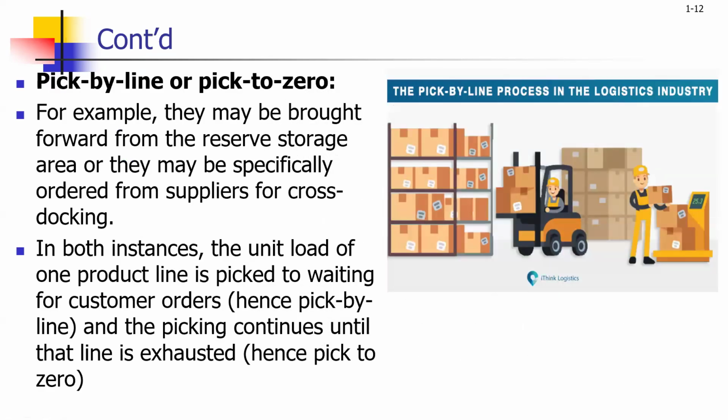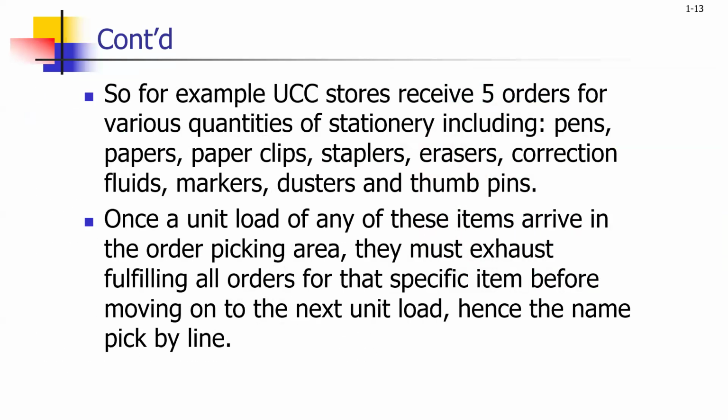Then we have pick by line or pick to zero. Normally this happens when you have to pick particular or specific items. It is like the FIFO kind of thing: you pick one item after the other, until that line is exhausted. You don't just go picking things from multiple shelves. You pick until this line is exhausted before you go to the next line, though they may be similar items. That is the idea.